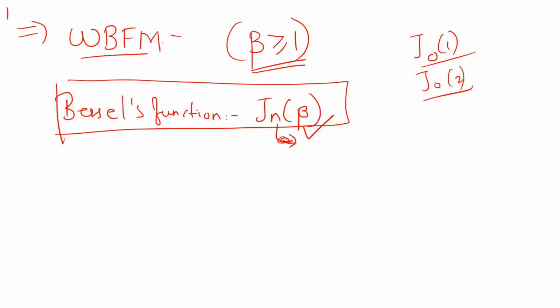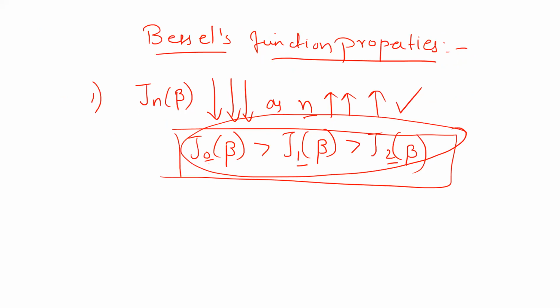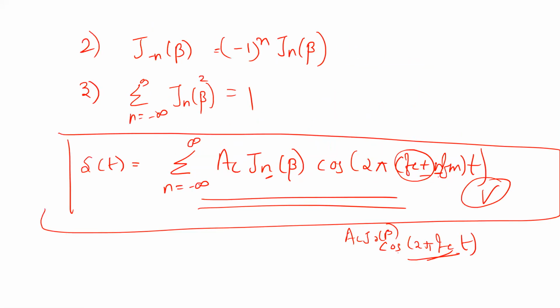What is WBFM? Wideband frequency modulation, because beta is greater than or equal to 1. Next, what do you mean by Bessel's function? In it, the value of J_n(beta) keeps on reducing as the n value keeps on increasing. These are the properties.